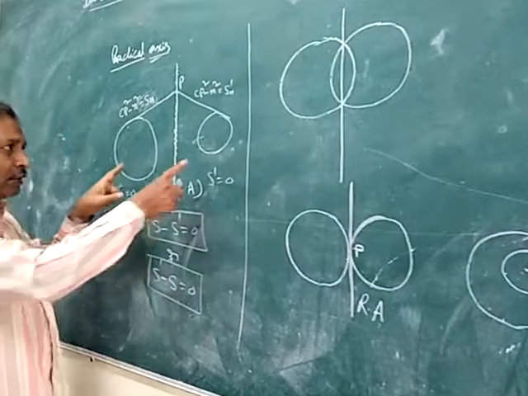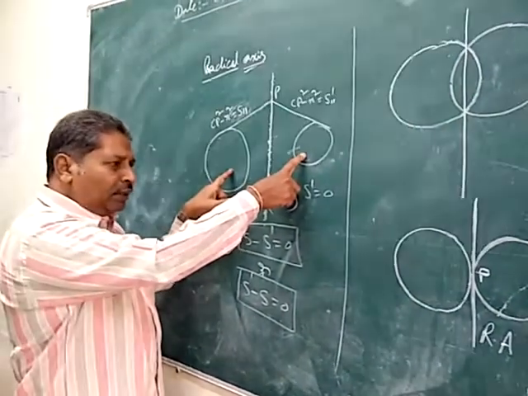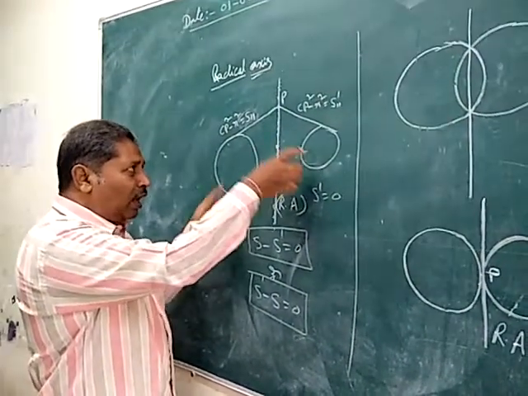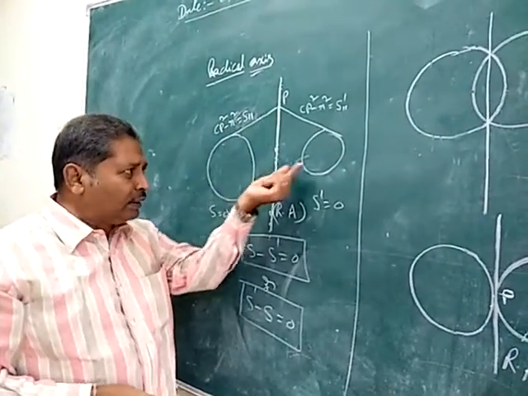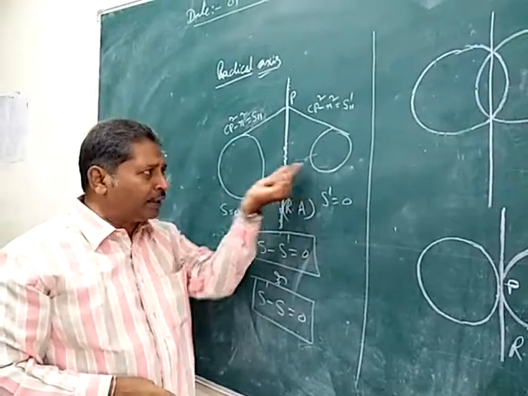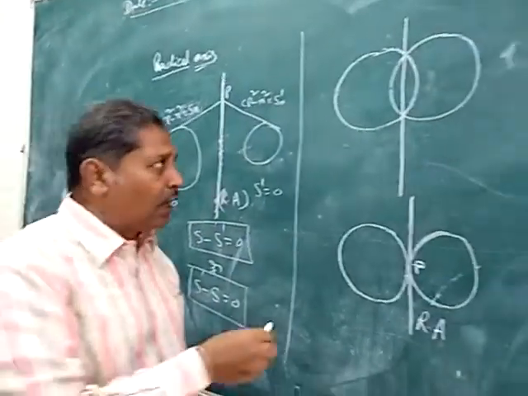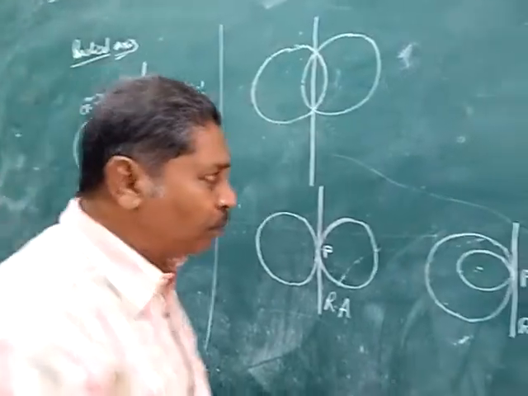Suppose the two circles do not intersect and do not touch each other, then the radical axis also does not touch or intersect the circles. So this is the radical axis.